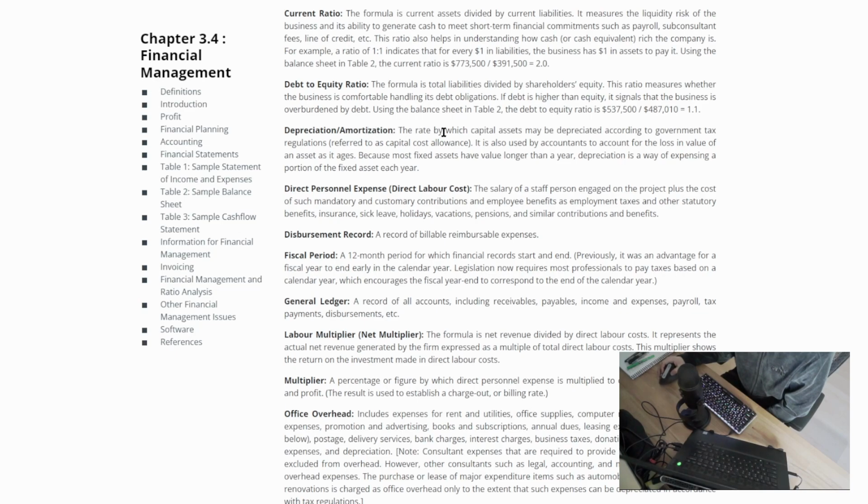Depreciation/amortization: the rate by which capital assets may be depreciated according to government tax regulations, referred to as capital cost allowance. It is also used by accountants to account for the loss in value of an asset as it ages. Because most fixed assets have value longer than a year, depreciation is a way of expensing a portion of the fixed asset each year.